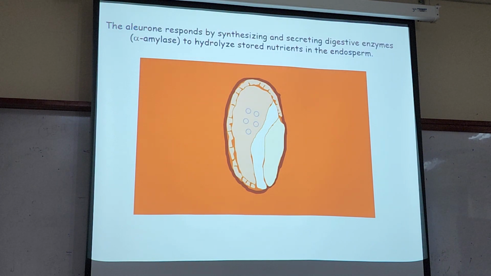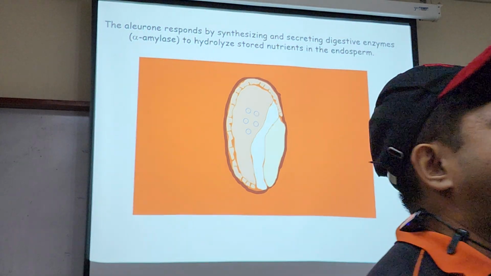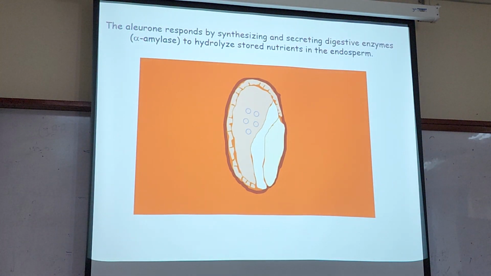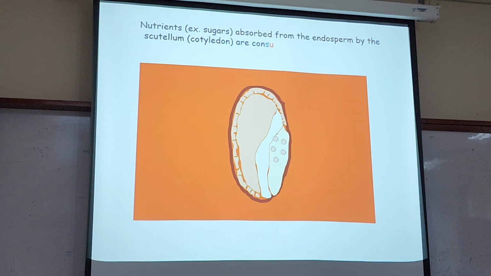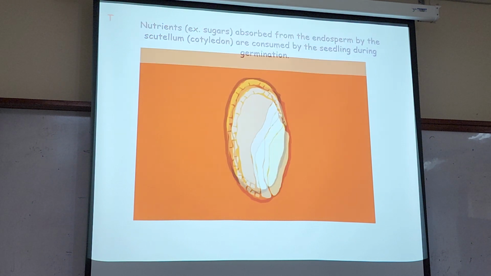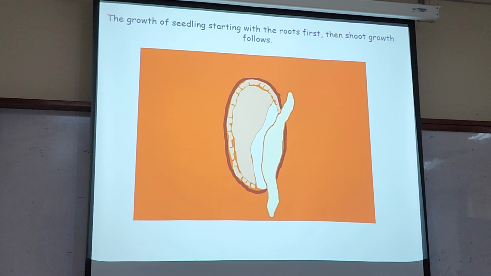Then the aleurone responds by synthesizing and secreting hydrolytic enzymes, like alpha amylase, to hydrolyze the stored nutrients in the endosperm. It depends. Sometimes the aleurone can release lipase enzyme or protease enzyme, and then the nutrient like sugar will be absorbed from the endosperm because it's in a simpler form now. It has been hydrolyzed and is taken up by the scutellum or cotyledon, depending whether it's a dicot or monocot. And then the growth of seedlings starts with the emergence of roots and then shoot.